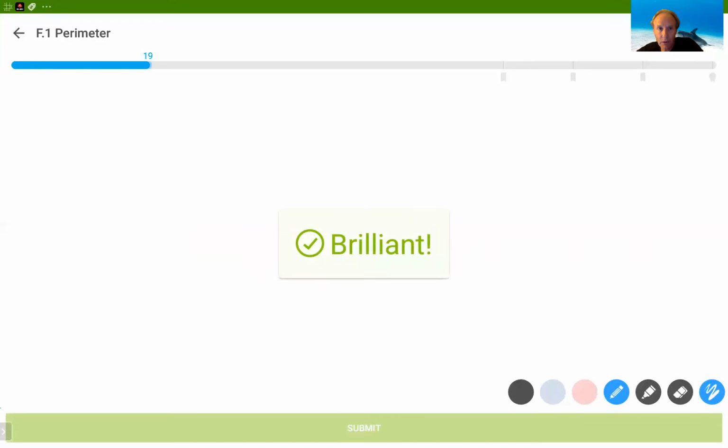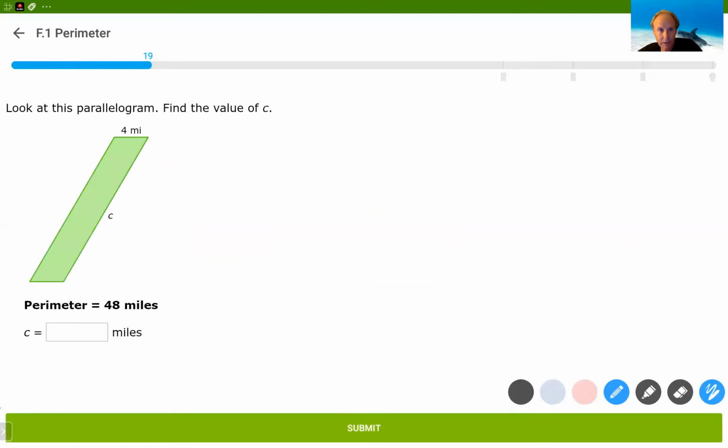Now, I'm not going to do all of the steps every single time. Occasionally, you don't need to. In this particular case, I'm going to skip some of the steps. I'm going to write my equation instead of the formula and the substituting because I know that the perimeter is the sum of all of these. So the perimeter is C plus 4 plus C plus 4. That's the perimeter, and it happens to be equal to 48.